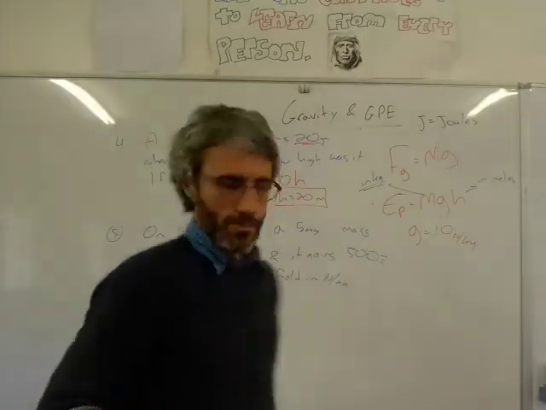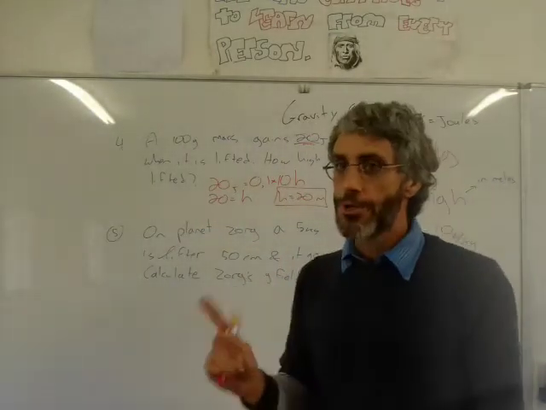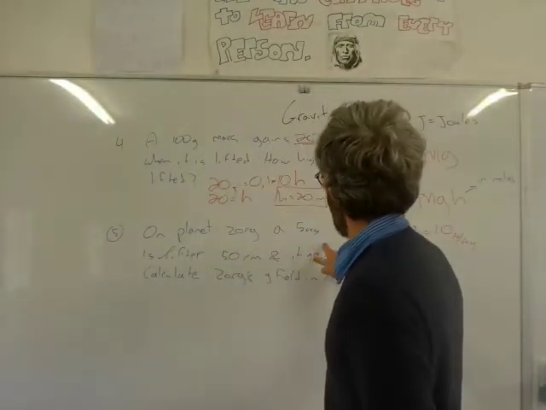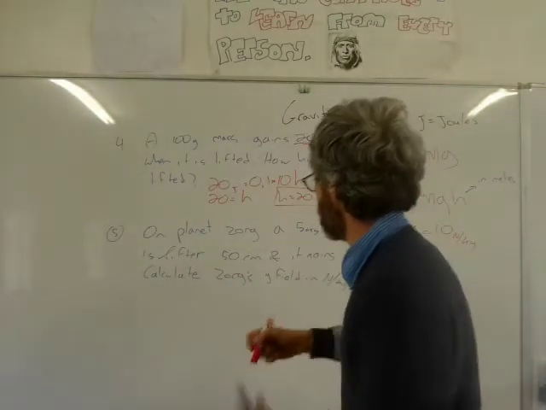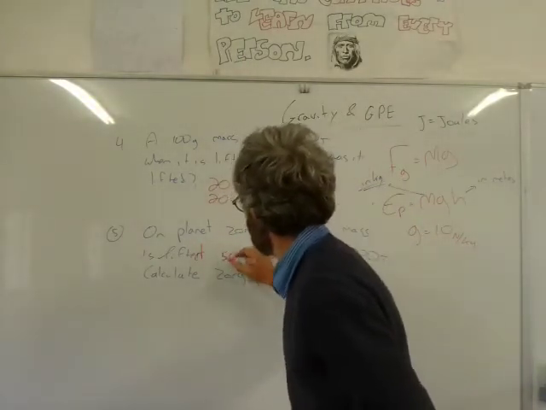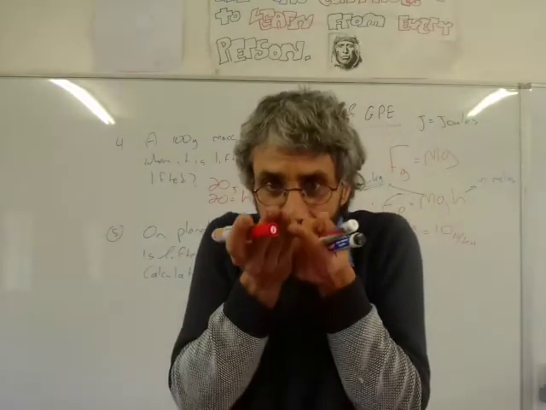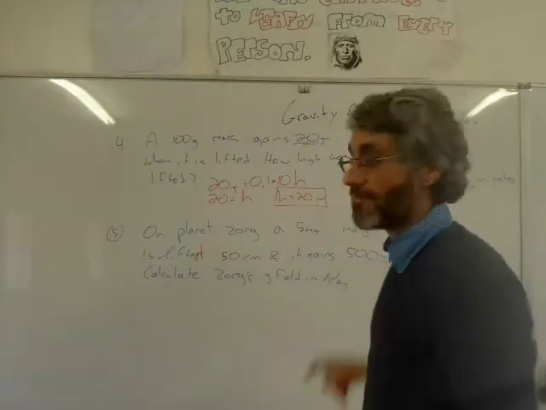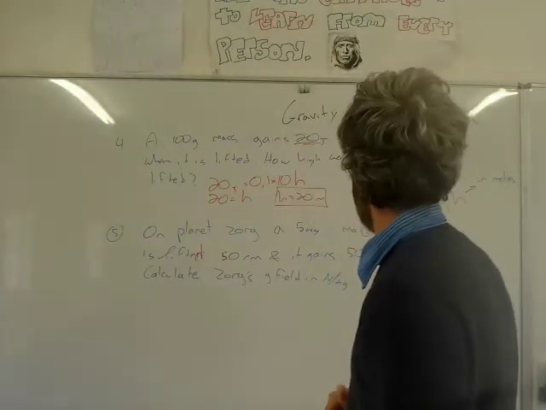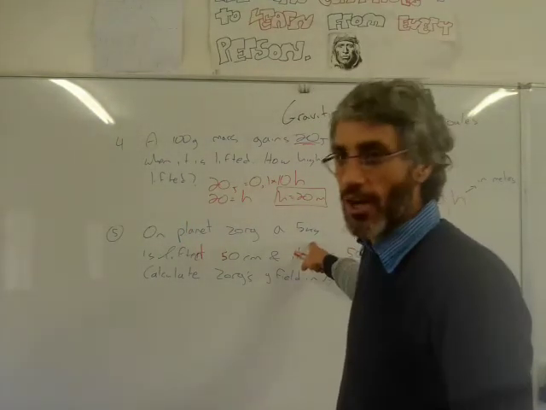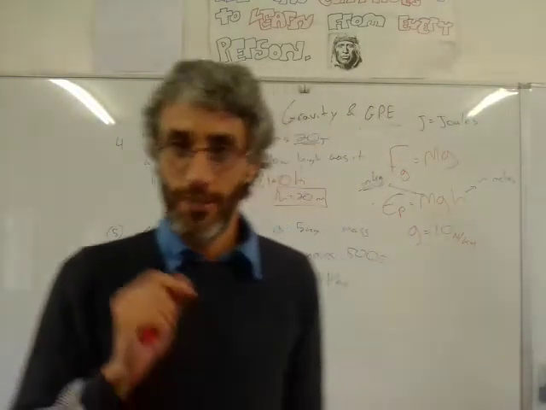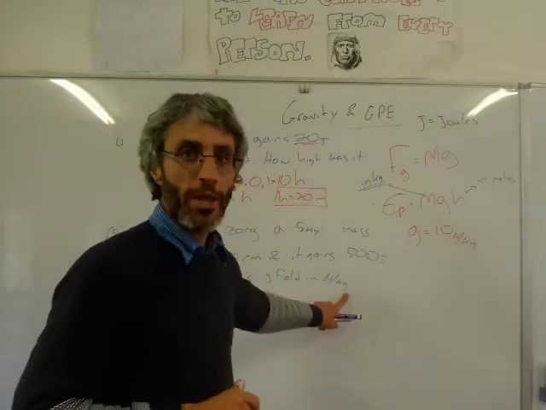Cool. Next one. Planet Zorg. Now I know I'm not on planet Earth, so the G is not 10. On planet Zorg, a 5 kilogram mass is lifted. I meant to say 50 centimeters. So I'm just lifting it 50 centimeters, and it gains 500 joules. And it's just 5 kilograms. Calculate Zorg's G field. So I want to calculate the G in Newton per kilogram.